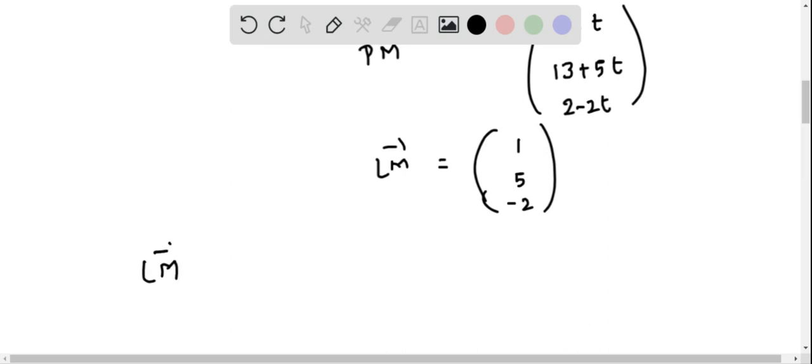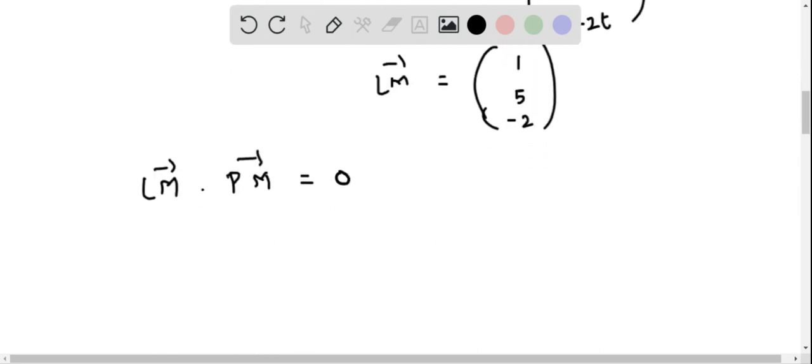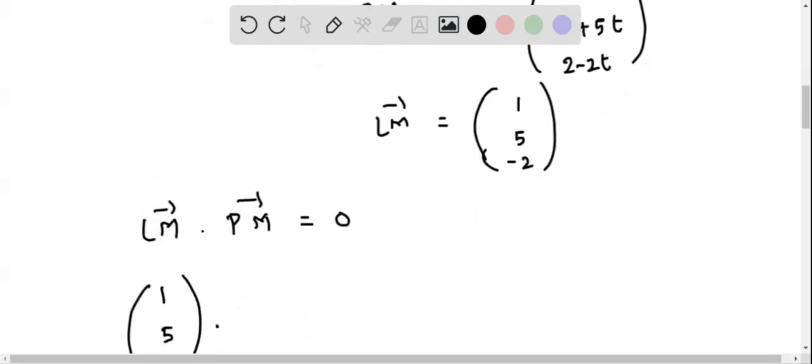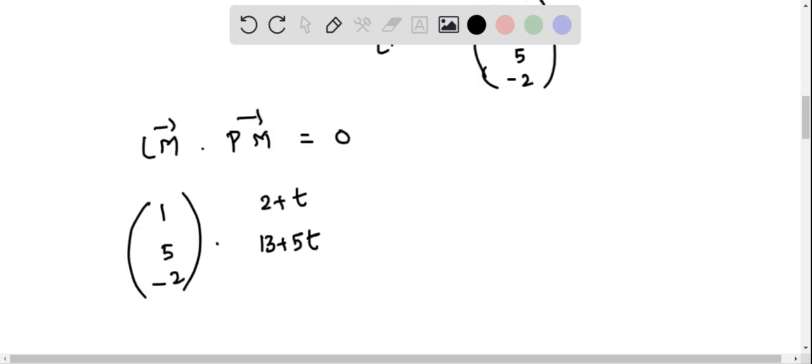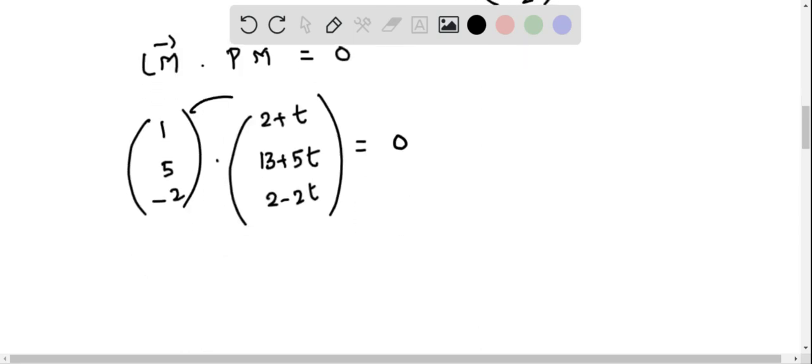This LM vector, which is (1, 5, -2), dot the PM vector, which is (2 + t, 13 + 5t, 2 - 2t), we should find its dot product, and from this we can determine the value of t. So basically we just have to multiply and add.